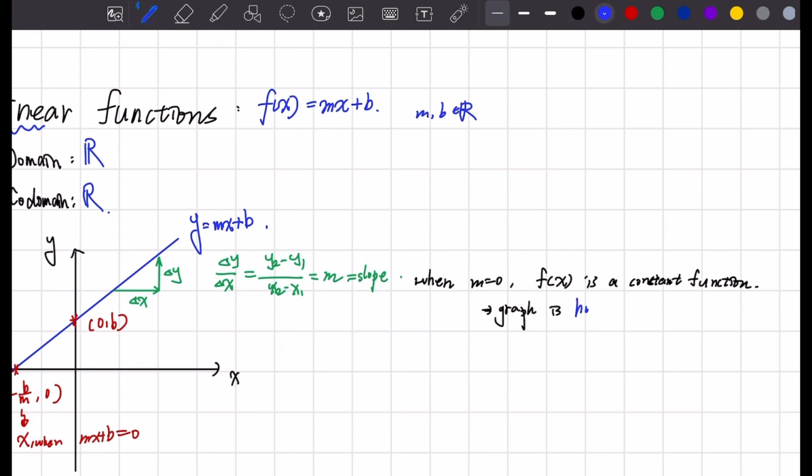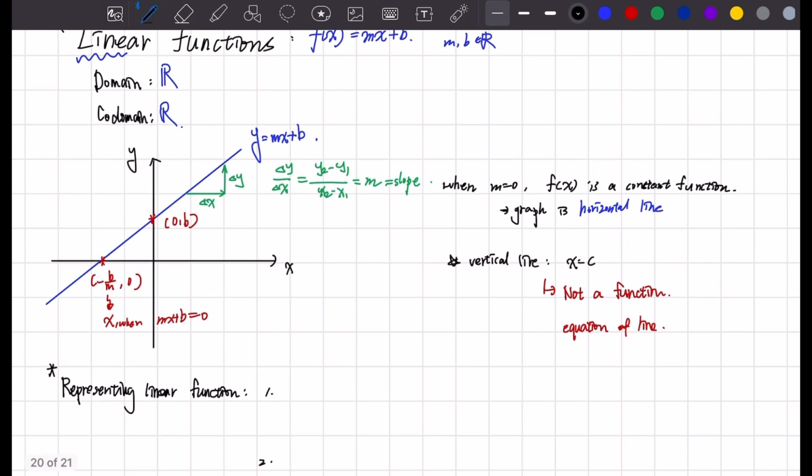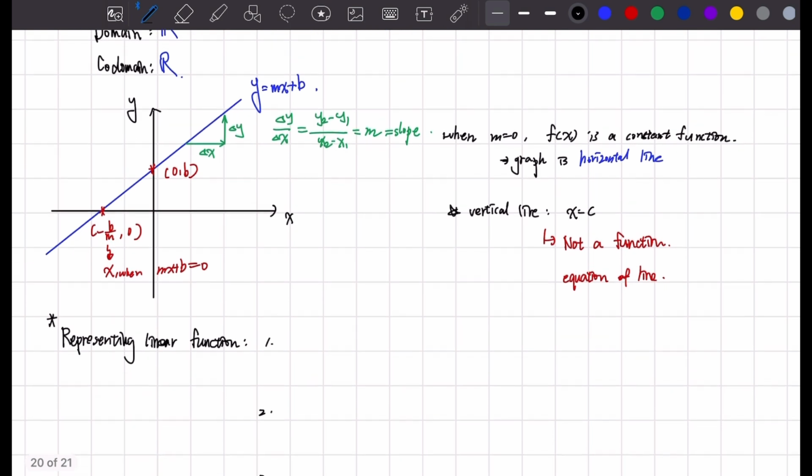And if you ask me how to draw a vertical line, it will look like x equals a constant. So we can say this is a function whose variable is x. We can represent this as a linear function, but you can say it's a kind of equation of lines.